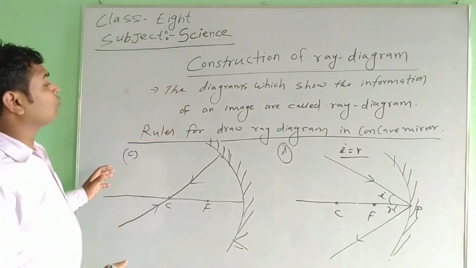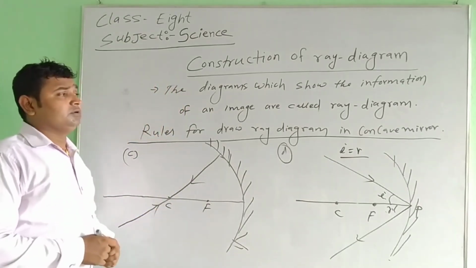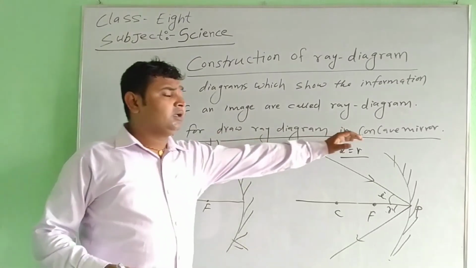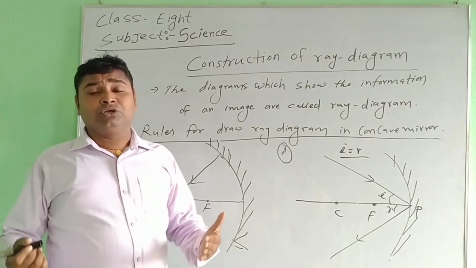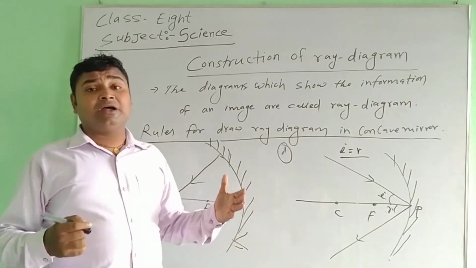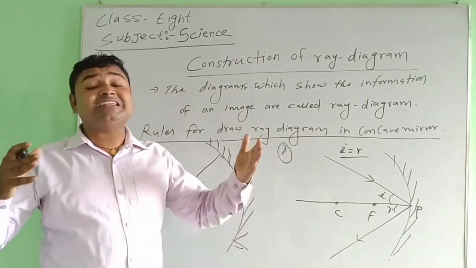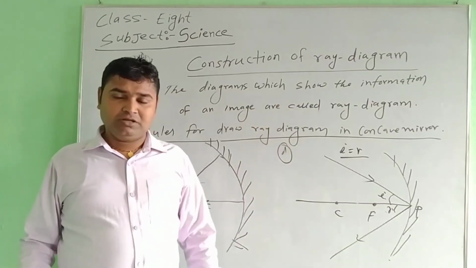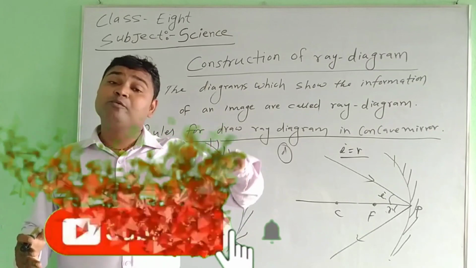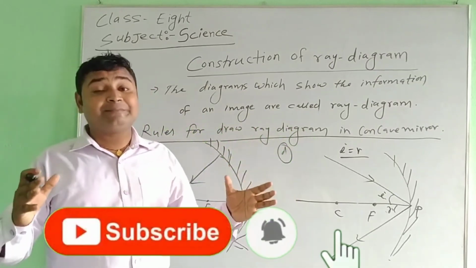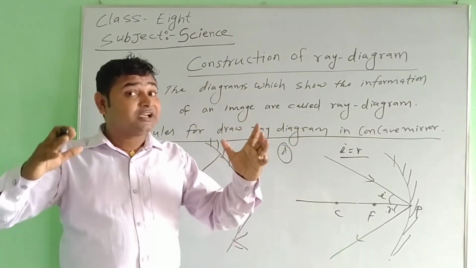So there are the four rules of the ray diagram in a concave mirror. Now I will show you the ray diagrams in a concave mirror by keeping the object in different positions. So don't skip these videos. Let's watch. Continue.